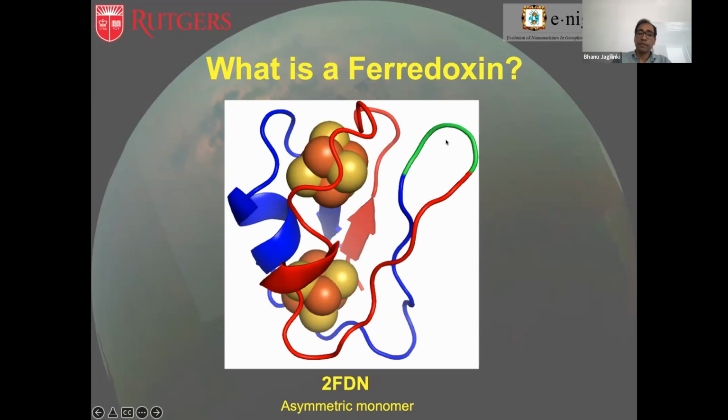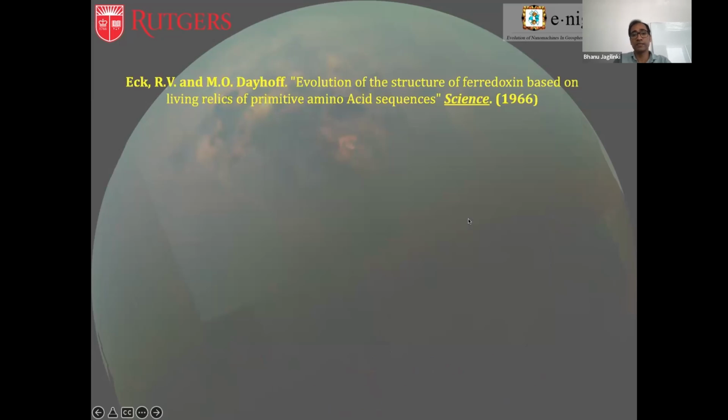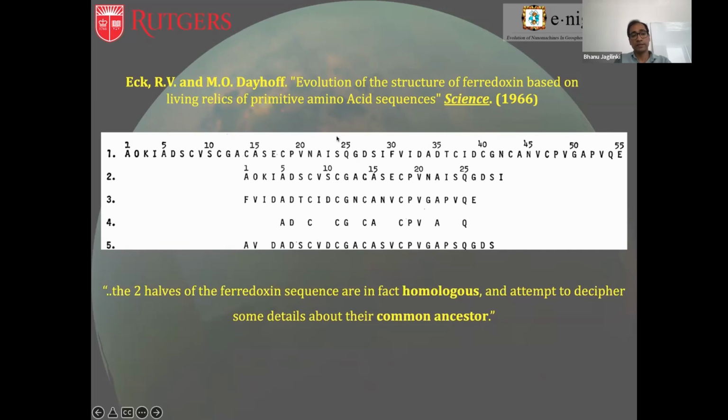So the idea of origins of ferredoxins was first proposed by Professor Dayhoff way back in the 60s, and it was published in the journal Science. If you look into her paper, she took a recently sequenced ferredoxin, which is probably about 55 amino acids. She split it into 2, just over the loop, which is DSI in this case.